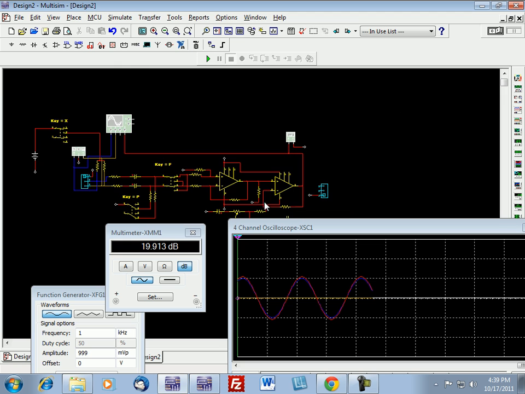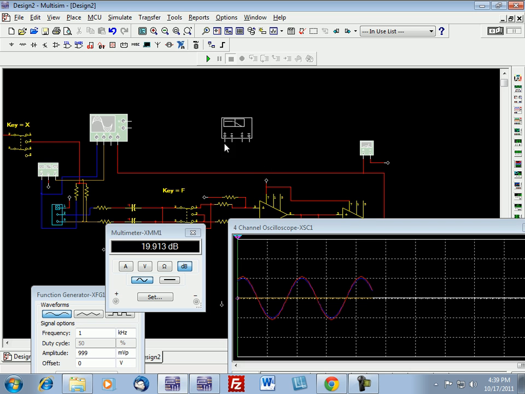Let's test the frequency response of this preamp.